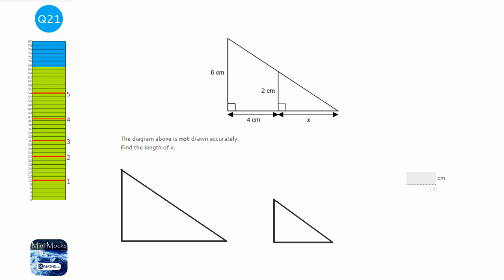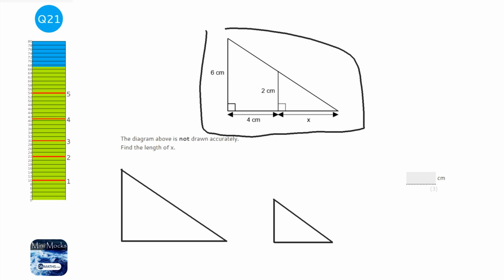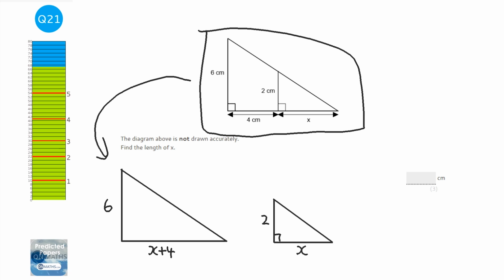Now, whenever you see this question here, always just draw it as 2 separate triangles and try and fill in the lengths. So the small triangle has a height of 2, a right angle here, and a width, or a base, of x. And the big one has a height of 6. Now the width is going to be x plus 4. And that's going to be key in answering this question.